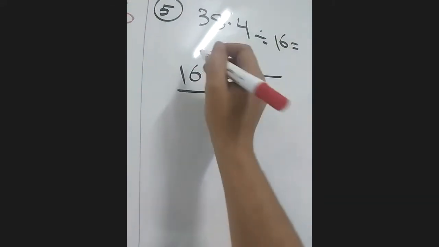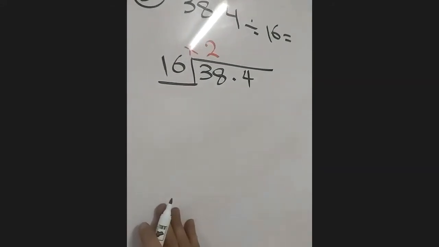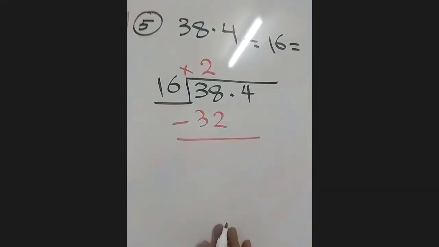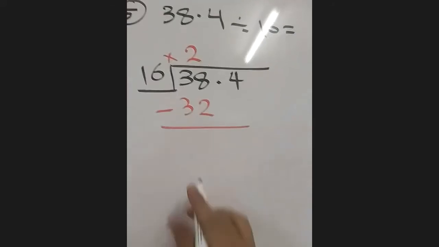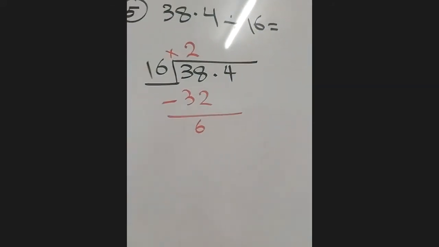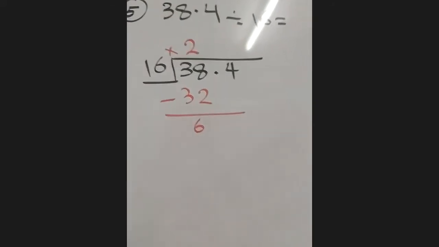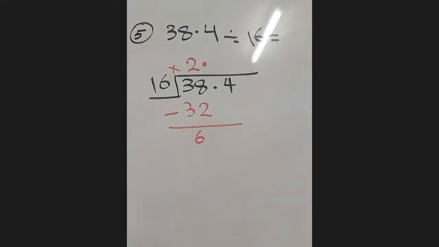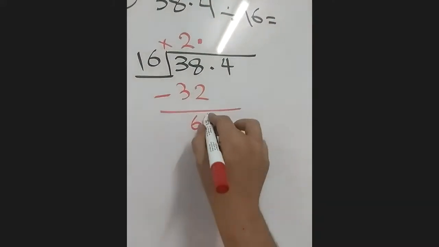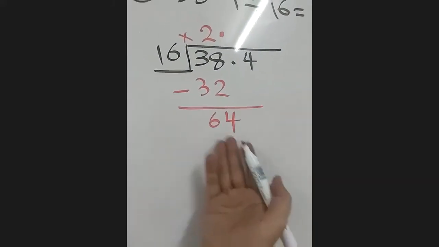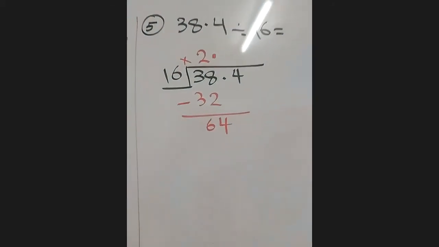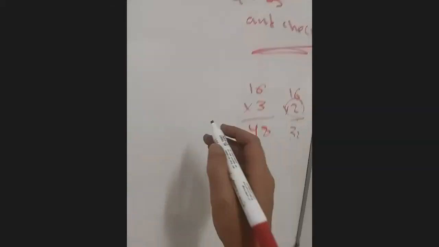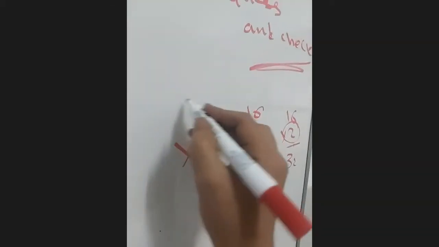Now 2 multiply 16, how much? 32. Now subtract: 6. Now what will I do? Decimal up. Don't forget that. Then put the 4 down. Now we have 64 divided by 16. Do you know the answer? I will guess 4 or 5. 4? I'm guessing.